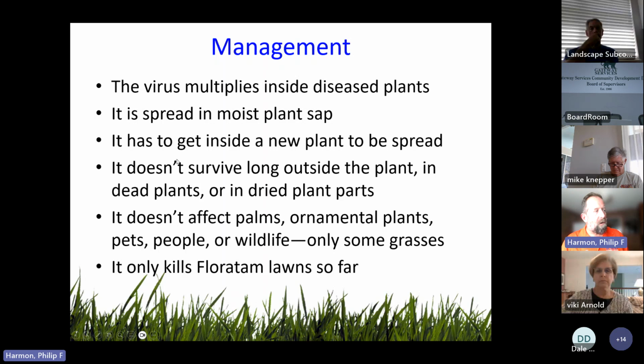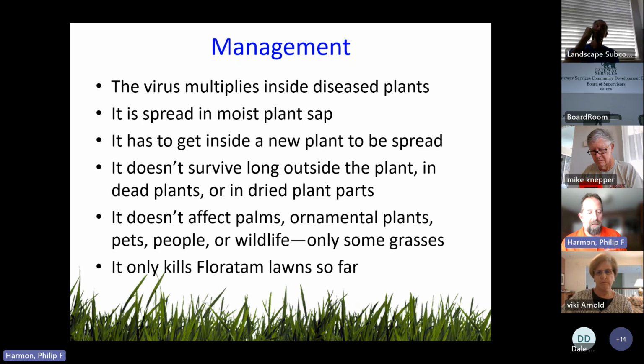And to do that, we need to know about the biology of viruses. They have to multiply inside diseased plants. Fungi can grow and proliferate outside of a plant. A virus has to have a living plant host to survive in and to multiply itself in using that plant machinery. So outside the plant, this virus dies fairly quickly. Viruses are on a range of very delicate to very tough. This one falls somewhere near the delicate side.